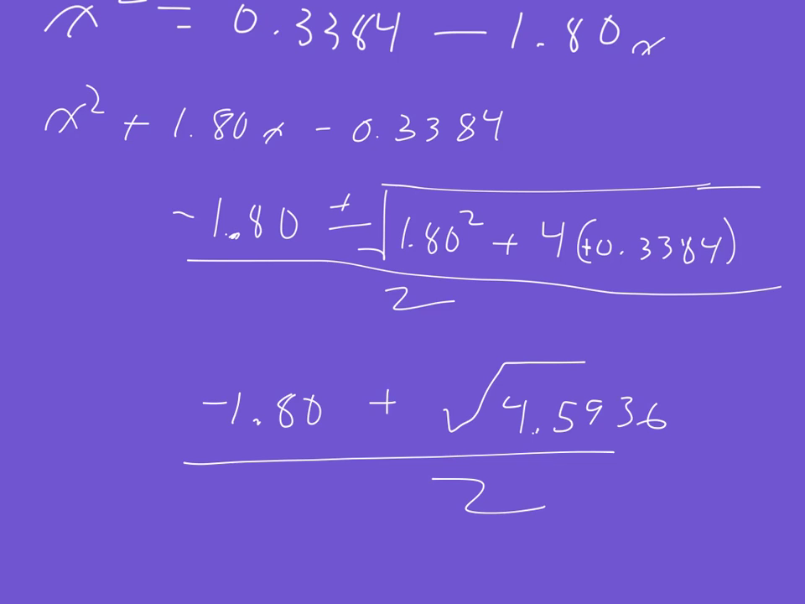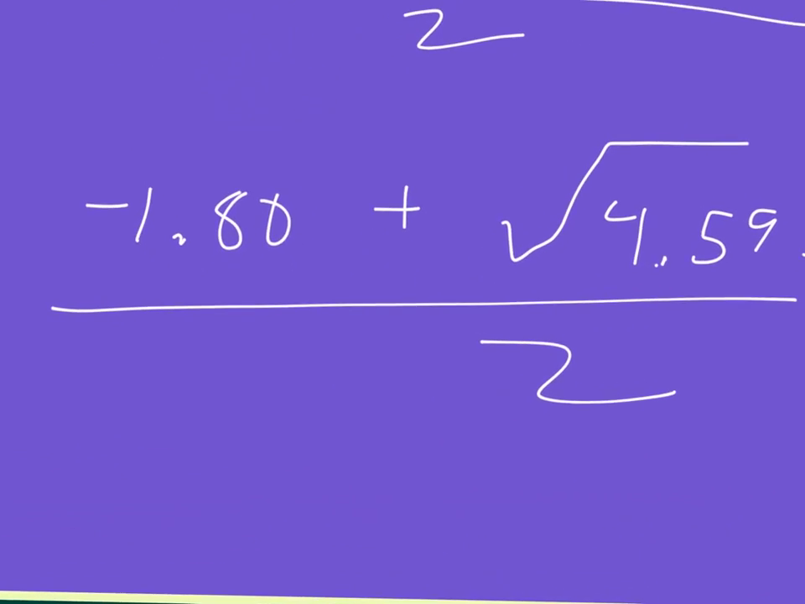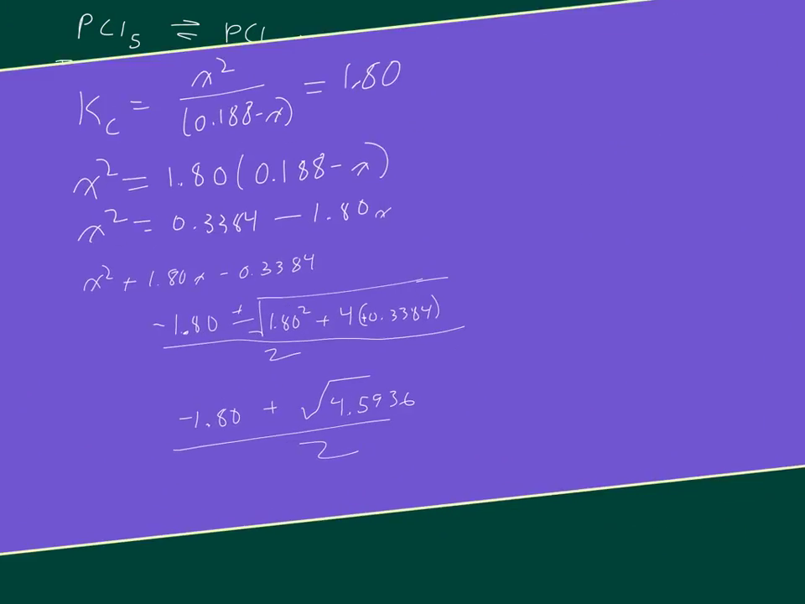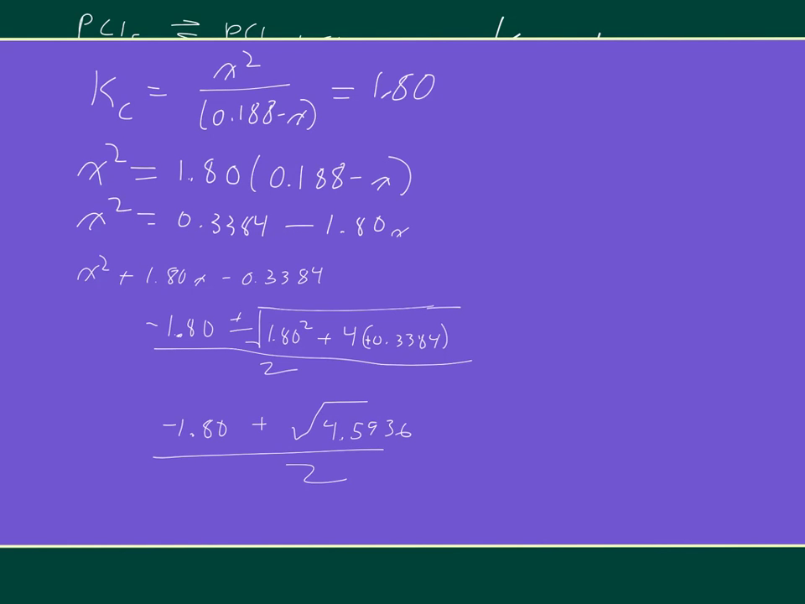So now I take the square root, and that gives me a square root of, hope you're not seasick from that, gives us a square root of 4.5936, which is 2.143. Negative 1.80 plus 2.143 divided by 2. So minus 1.8 equals, divide by 2 equals, and I get an x of something very different. I get an x of not shown.